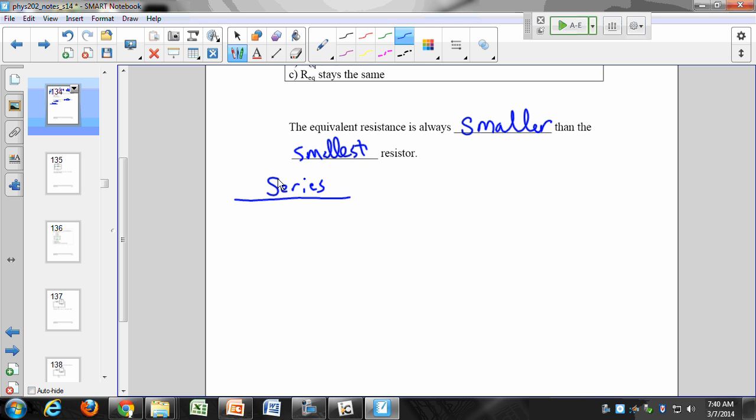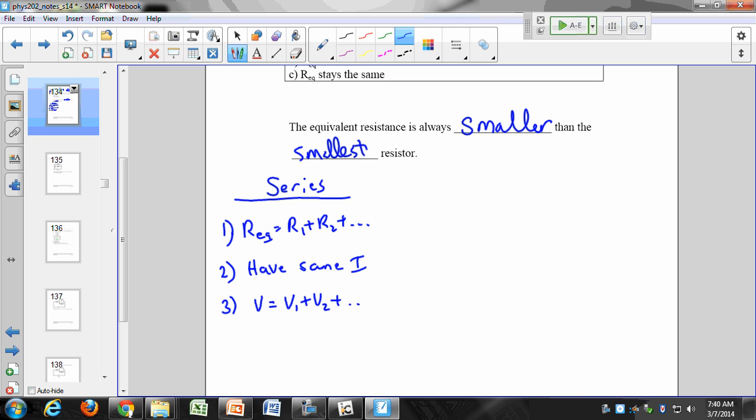For resistors in series, you have several rules. One is the equivalent resistance is just equal to R1 plus R2, plus however many resistors you have. The second is that resistors in series have the same current. The third is that the potential is equal to V1 plus V2, just like we had for capacitors. And the fourth is just Ohm's law, V equals IR.